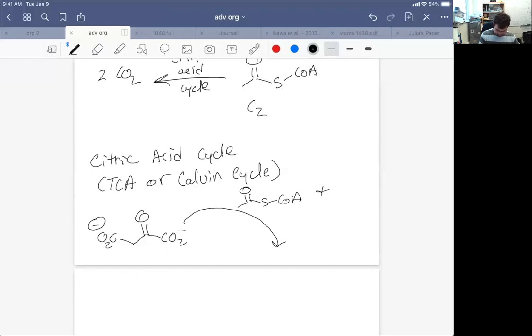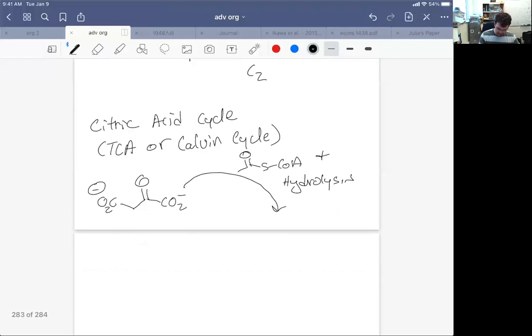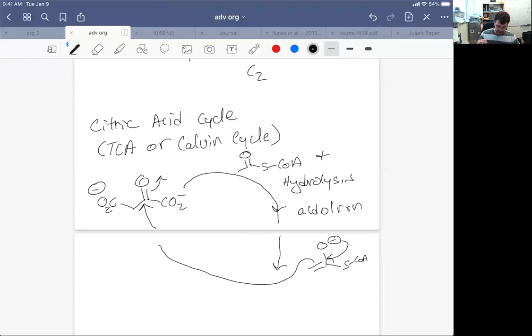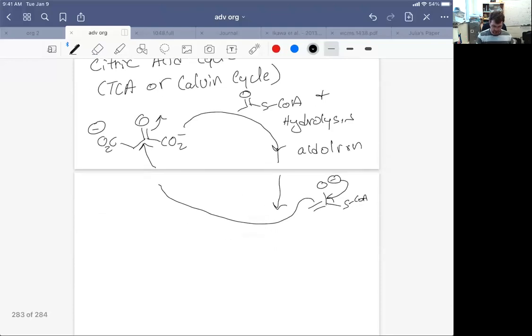and with hydrolysis. Okay. I guess I could spell this out a little bit better. What we're going to do is an Aldol reaction, and let's have some curly arrows to lend some credibility to the products here. Going to do an Aldol reaction where we add the enolate or an enolate equivalent of acetyl-CoA to that ketone of oxaloacetate.